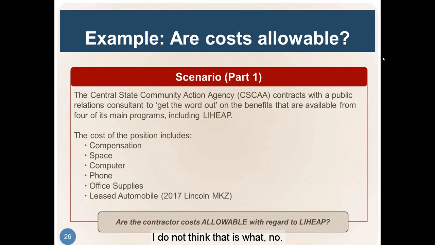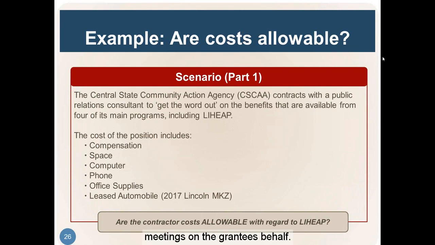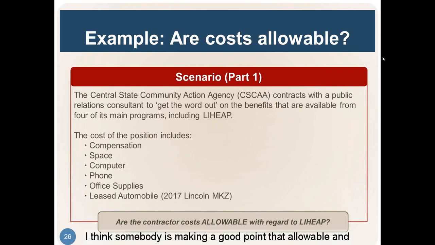Sorry, I was going to say, I think it's a good point. Some other feedback we were getting is that mileage might be allowable if we are requiring the consultant to go to those meetings on the grantee's behalf, or that it could be allowable, but at the standard GSA rate. And also I think somebody's making a good point that allowable and defensible are not the same thing as well. This is great feedback that everybody's typing in too. So thank you very much.